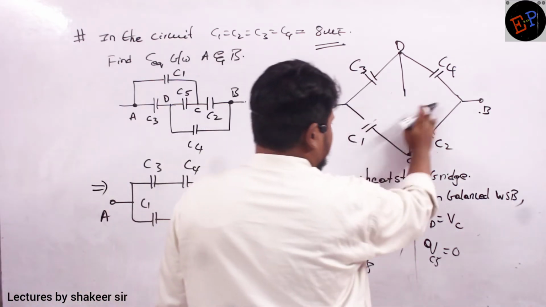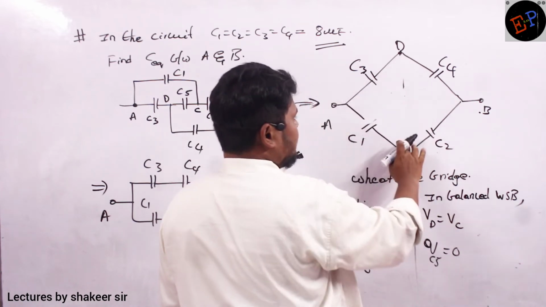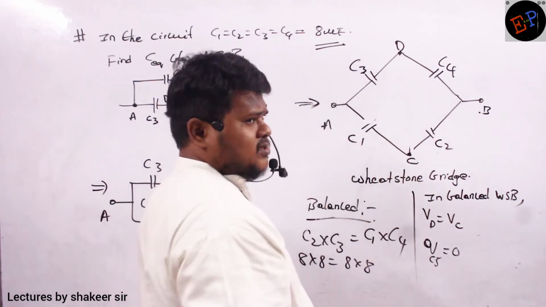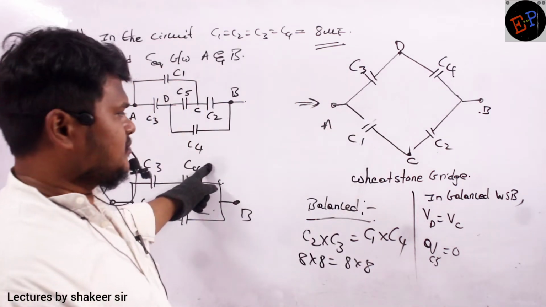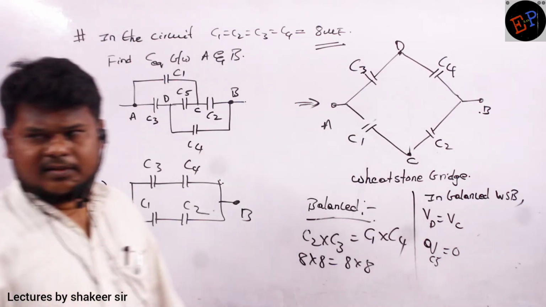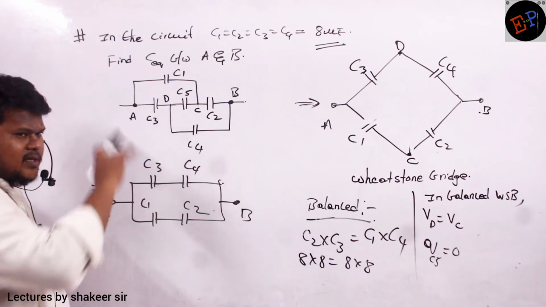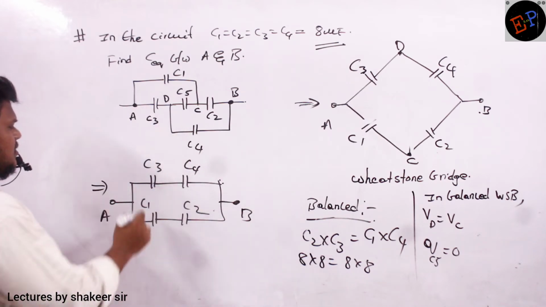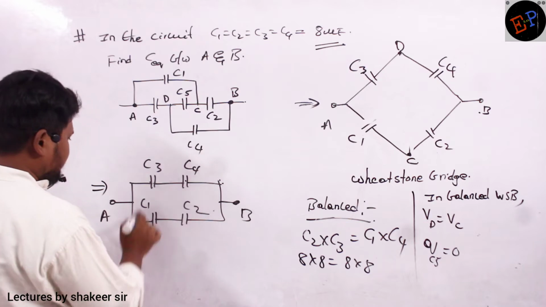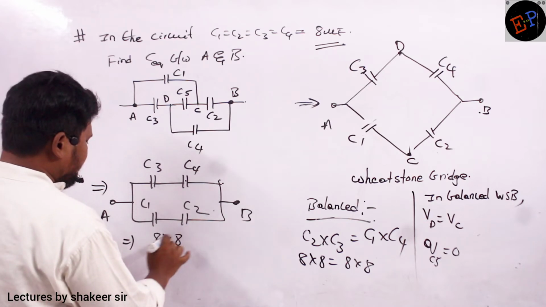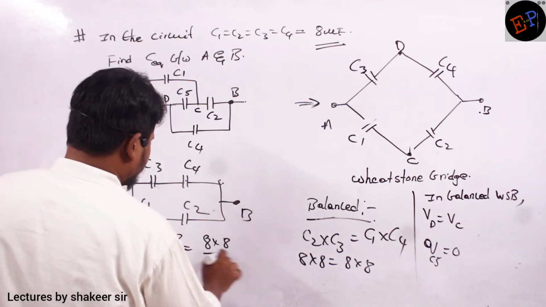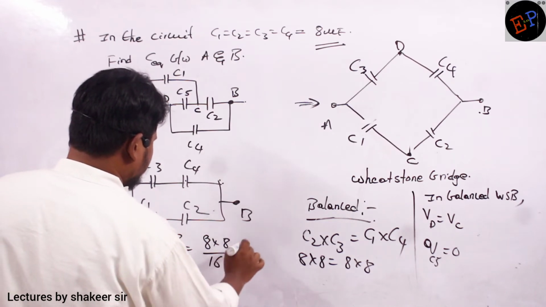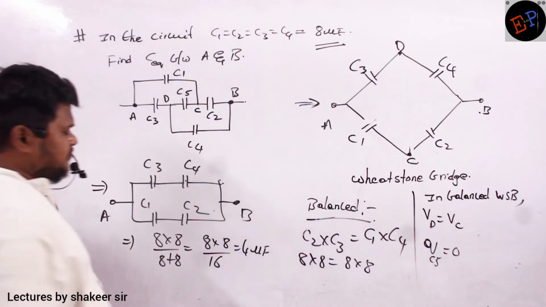If I remove this branch, because charge is not at all flowing in this one, then C3 and C4 are in series, and C1 and C2 are also in series. Now the upper branch and lower branch are in parallel. So, 8, 8, 8 and 8. In the upper branch, 8 into 8 by 8 plus 8, that is 8 into 8 divided by 16, so it is 4 microfarads.